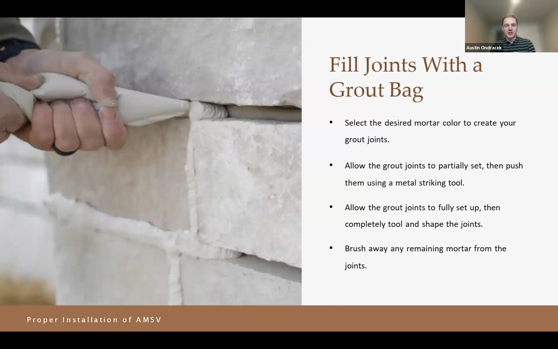Seeing it installed and installing grout joints, kind of basic knowledge, but using a grout bag, select your desired mortar color to create your grout joints. Generally it's white or grays, but there's a few other grout colors out there that I'm learning about. Depending on how you want it to look, use this to properly fill those grout joints. Allow them to partially set, then push them using a metal striking tool. Once they set up, completely shape the joints and then brush away any remaining mortar from those joints.